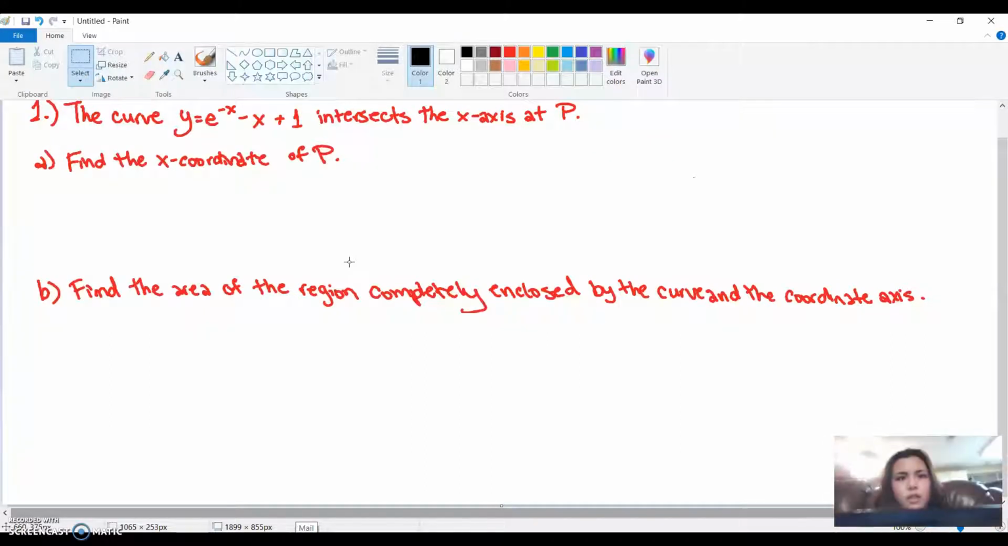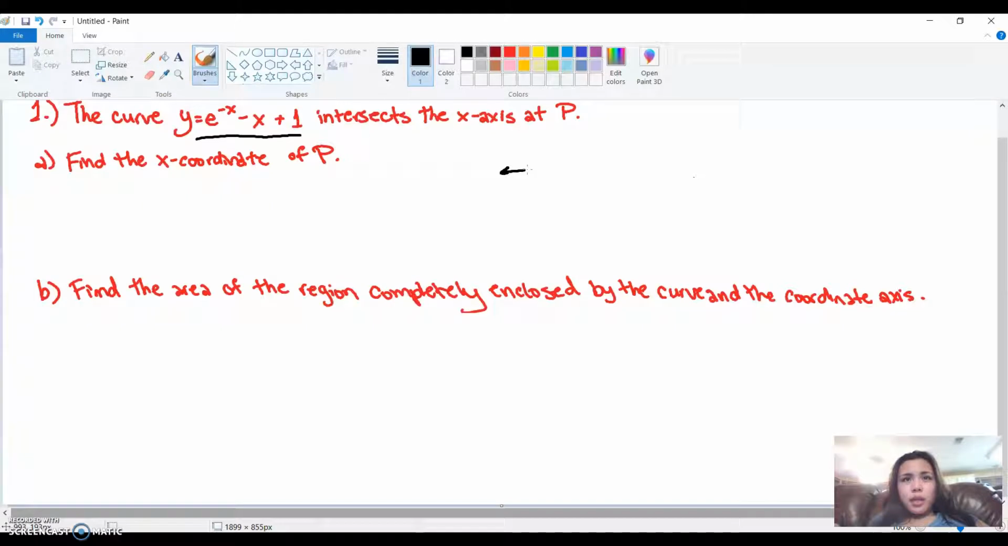Okay, this is our first question in our Chapter 6 HL test review. The question gives us a curve that has the equation y equals e to negative x minus x plus 1, and it intersects the x-axis at point P. First part is to find the x-coordinate of P.